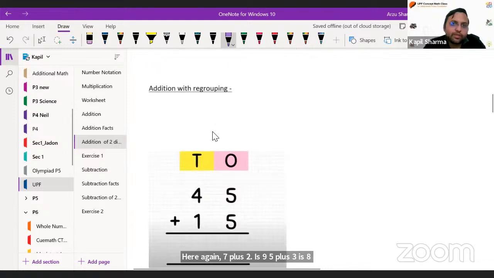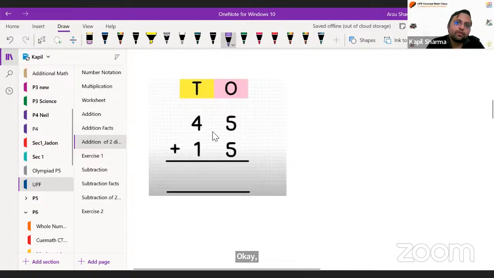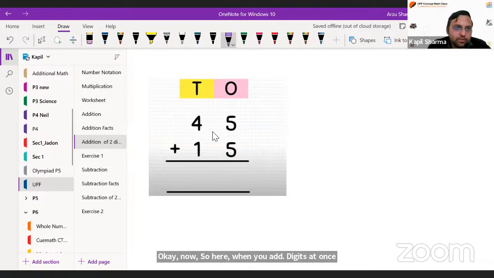Okay, now addition with regrouping. So here, when you add digits at ones place, 5 plus 5, okay, good, Sujal, yeah, it's 60, right? 5 plus 5 is 10. So what we do, we write this one here. This one is carried over. And then 1 plus 4 plus 1 is 6.